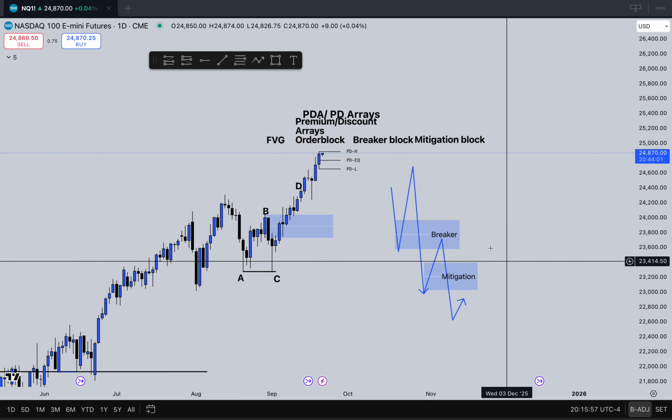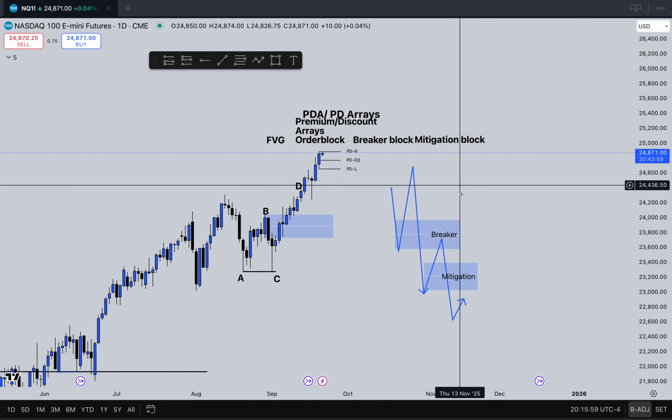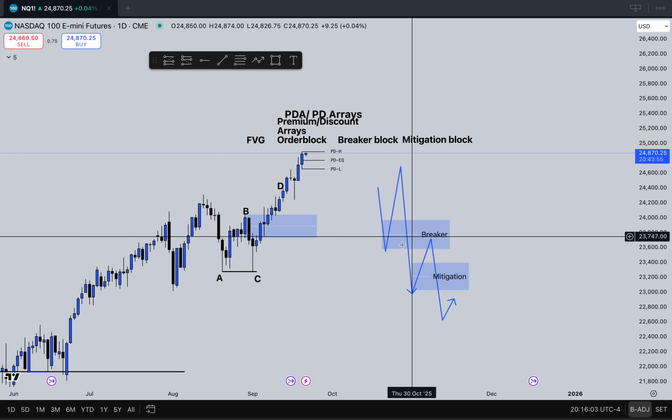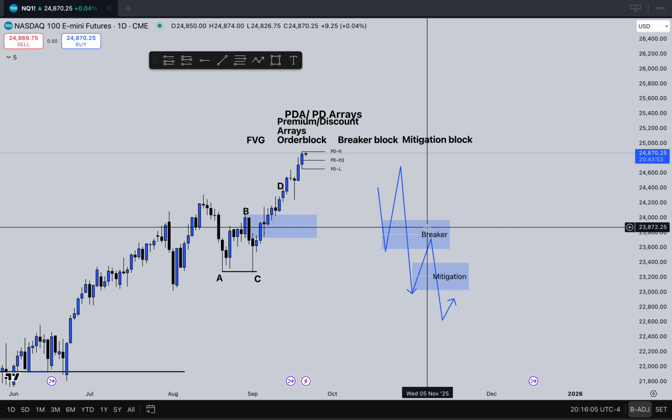So that is a wrap on the identification of these 4 PD arrays. This is just how you can spot them in the market. I'll go way more in depth in how to structure them together, their importance at different levels in a premium versus a discount, and how they align together to form a model. But this is just how to see them.